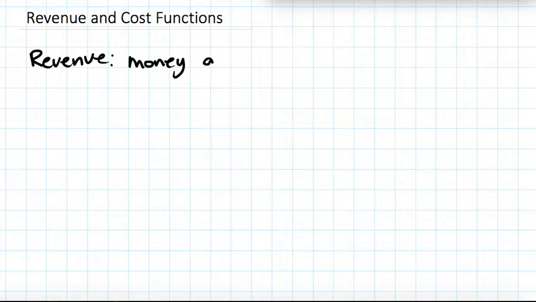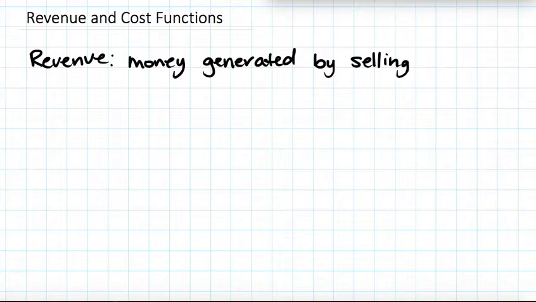In this video, we're going to be looking at revenue functions, cost functions, and profit functions. So we're going to start with a few definitions. The first one is revenue. Revenue is the money generated by selling products or services, and specifically selling X units of product or service.